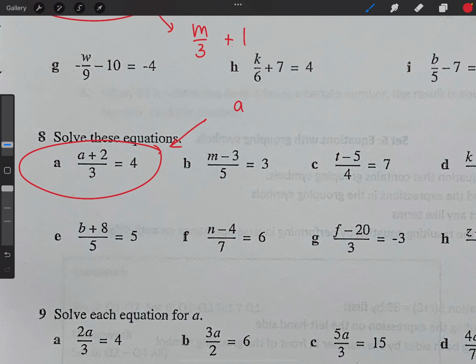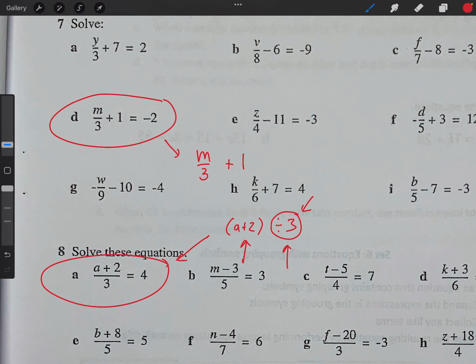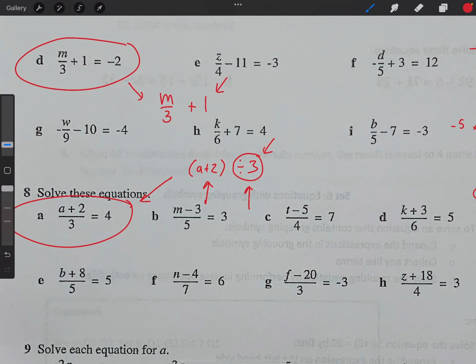Whereas in this one, because a plus 2 is in the numerator, that one is done first and then it is divided by 3. It's almost like I can put this in brackets: a plus 2 in brackets, divided by 3. So again, in BODMAS, this must be done first and this must be done last. Since the divided by 3 is done last, when we do the inverse, we try and get rid of 3 first. Whereas in question D, we try and get rid of 1 first.